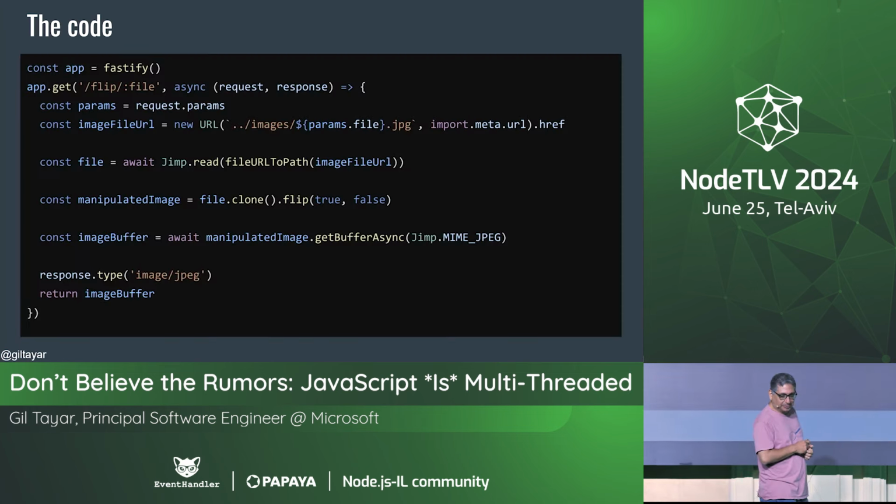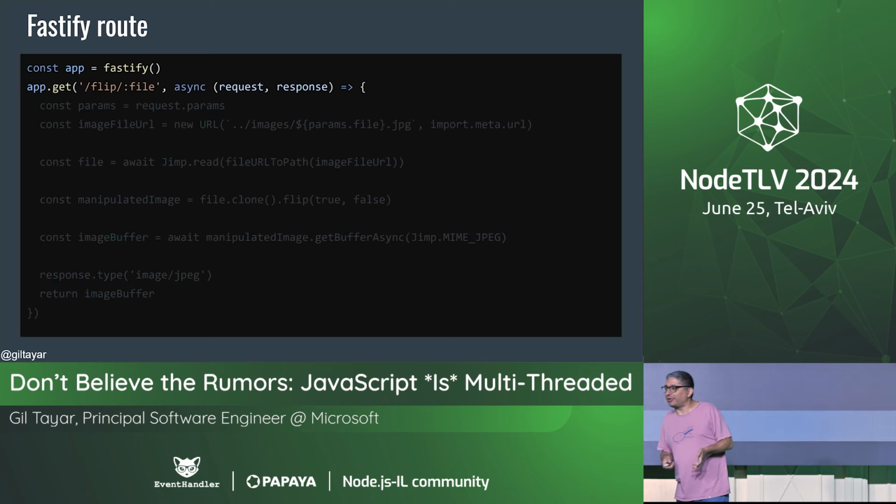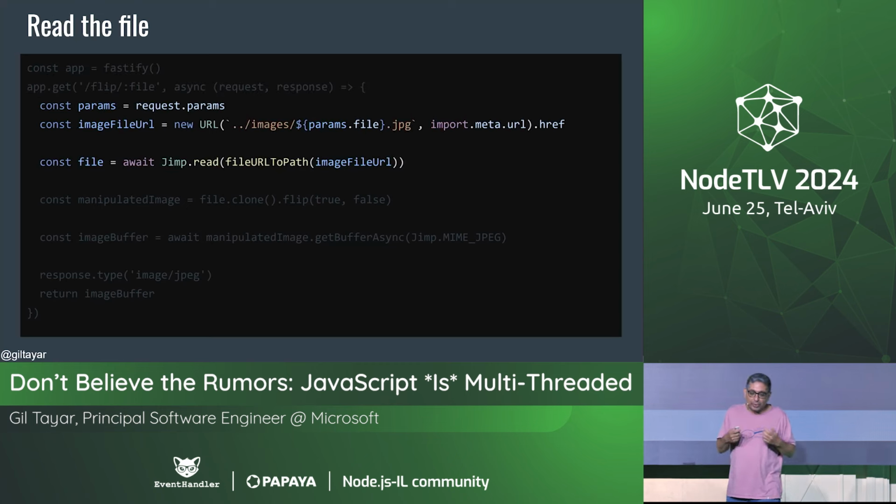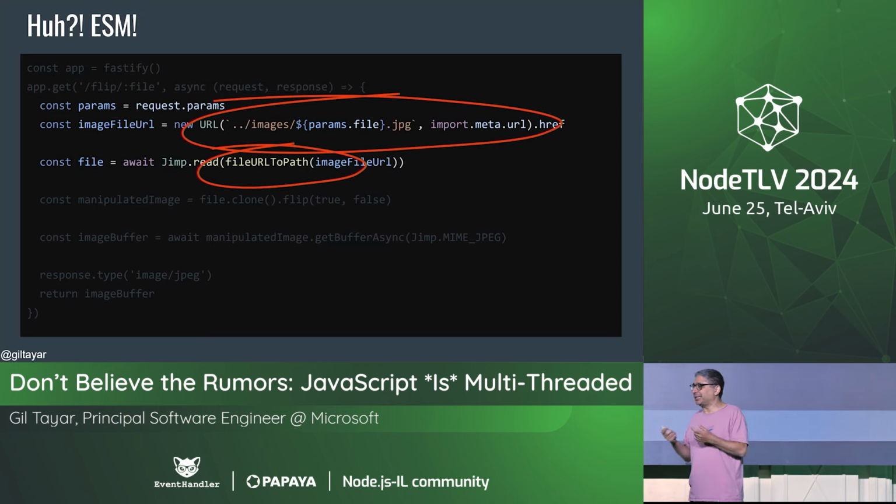Part 2, the code. This is the code. Well, most of it. We use Fastify. We use the route /flip/file. We read the file using GIMP. This is ESM because, as a lot of you know, I'm an ESM geek. So in ESM, you don't have __dirname. You have import.meta.url. Not very important.